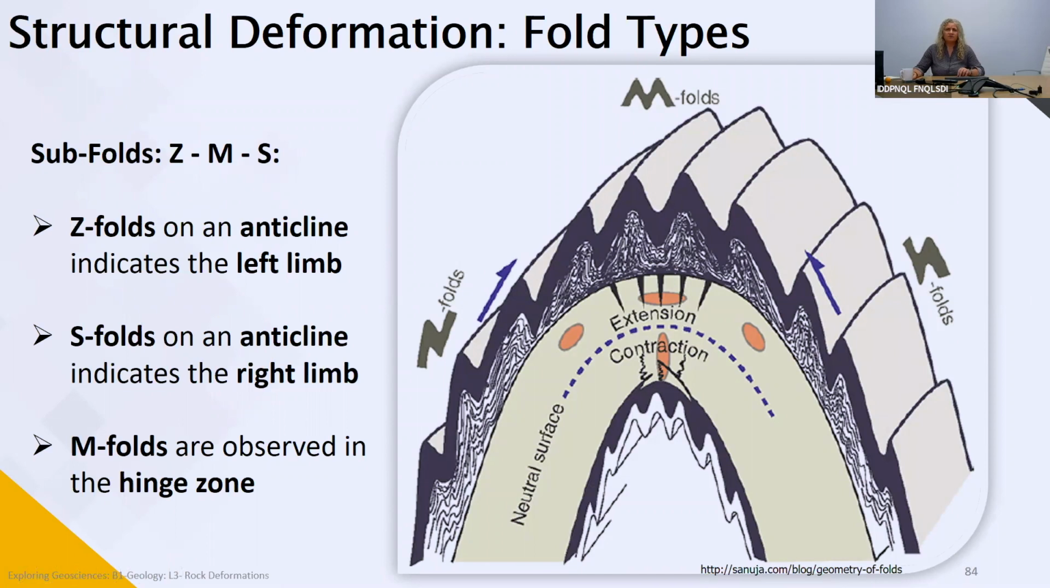Other types of subfolds that can be found along either anticlines and synclines are what we call subfolds Z, M, or S. So if we're looking here at an anticline, we know that the Z folds are on the left limb, as we can see here. M folds are always in the hinge zone, forming M forms. And finally, the S folds are on the right limb, forming S-shaped folds. What we'll see later on is also that once these little beds are microfolded, the elements within these areas, either in the hinge or the limbs, are also deformed along these either Z, M, or S folds.